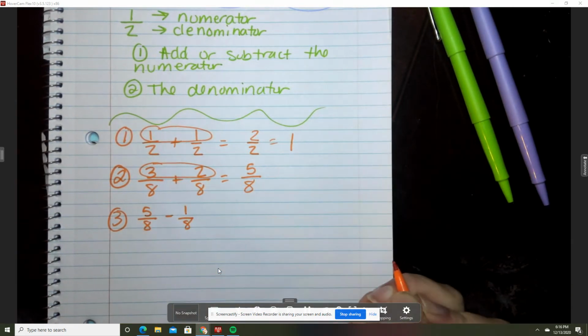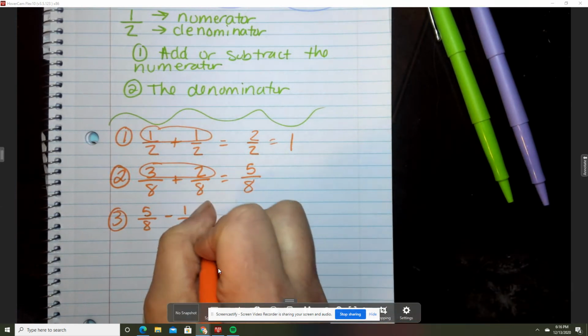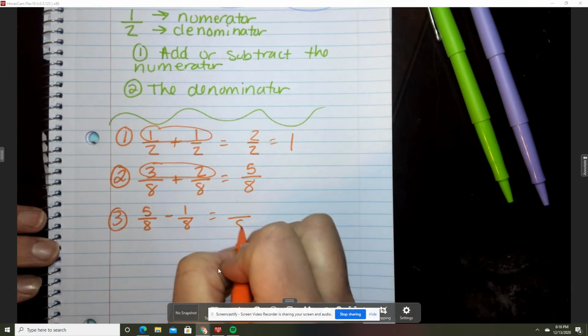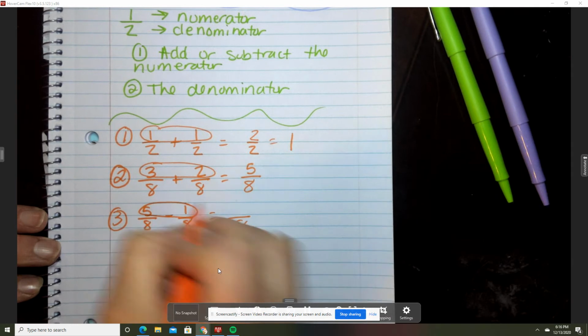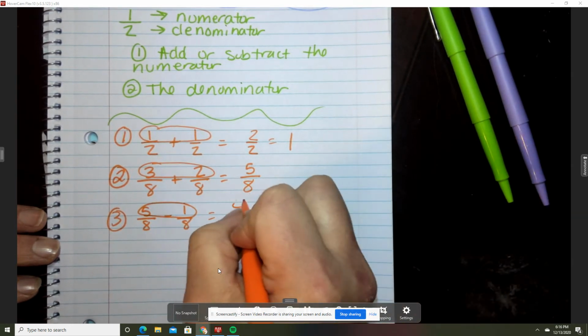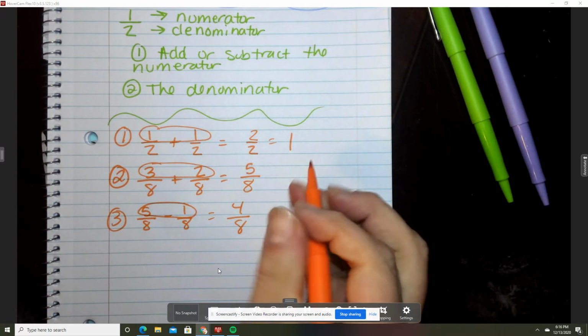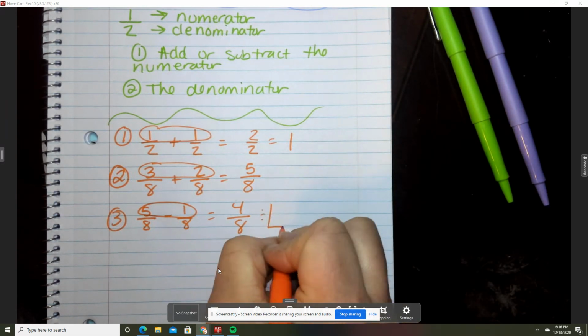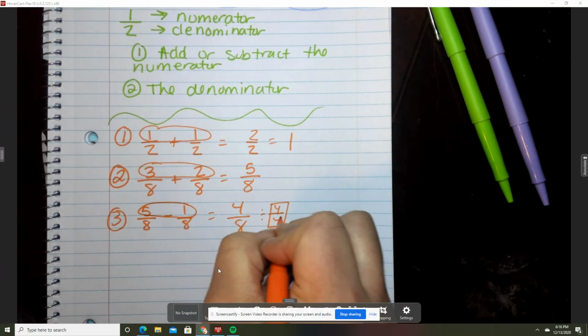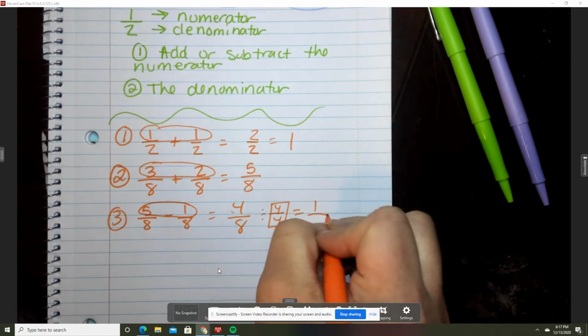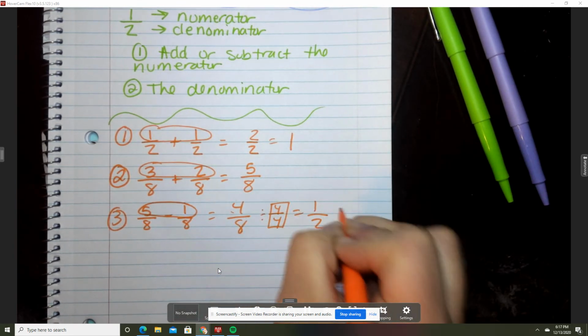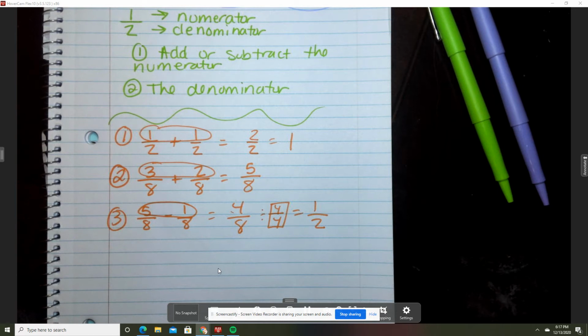All right, so 5/8 minus 1/8. Again, we keep the bottom number the same, and we subtract 5 minus 1, which is 4. All right, well, I can reduce this fraction, and I am going to reduce it by 4. 4 divided by 4 is 1. 8 divided by 4 is 2.